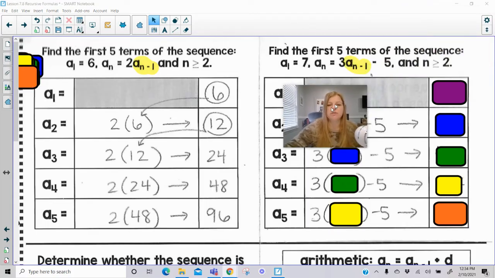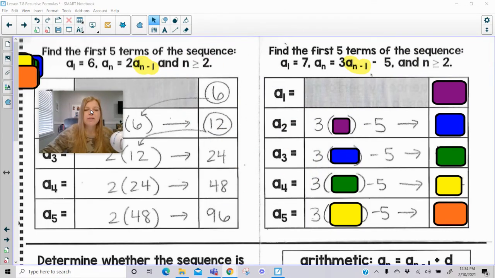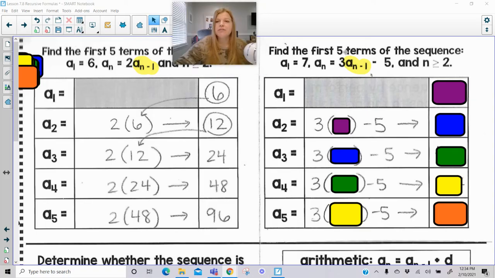Really basic recursive formula. But now the second one says find the first 5 terms of the sequence where a sub 1 is 7. So my first term in my sequence is 7. And then it's saying to find the nth term in the sequence, we're going to do 3 times whatever the previous term is and then subtract 5. So 3 times the previous term, subtract 5.